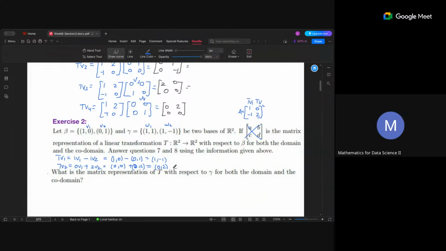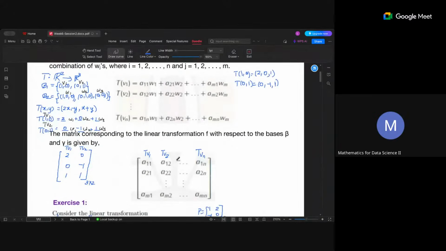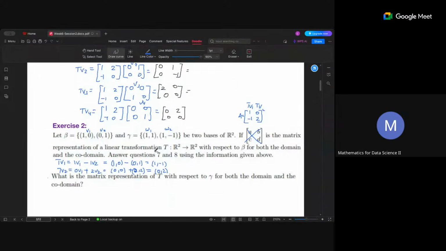Ma'am, both kinds of questions can be asked in the exam, right? Yeah, maybe yes. Any kind of question is possible. Ma'am, can you elaborate how we are going from the matrix to this? See, that example was clear. It is the exact same procedure. Now we are given this matrix and we are asked to find T(v1), T(v2), up to T(vn). The information given here is that this matrix is the representation of T with respect to beta, where beta is v1, v2, for both the domain and codomain.